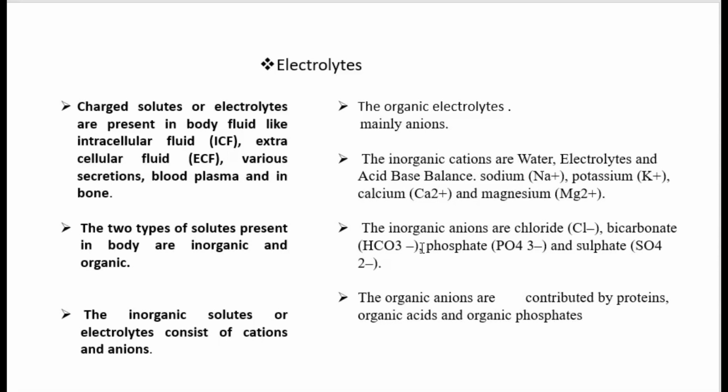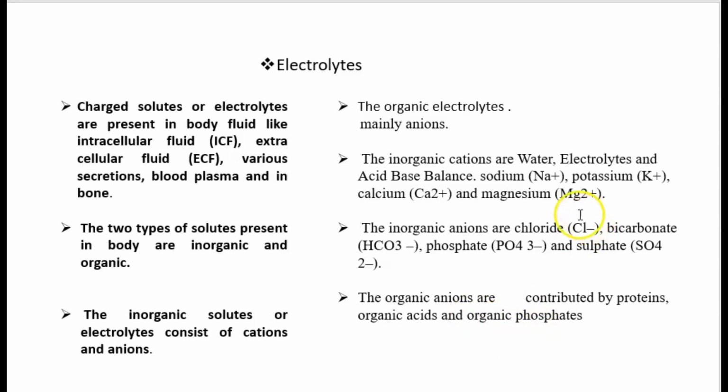Now, we concentrate on the extracellular. In the extracellular, the inorganic cations that we have are what? Sodium, calcium, potassium, magnesium. While the inorganic anions that we have in the extracellular are the what? Chlorine, hydrogen carbonate, and phosphate.